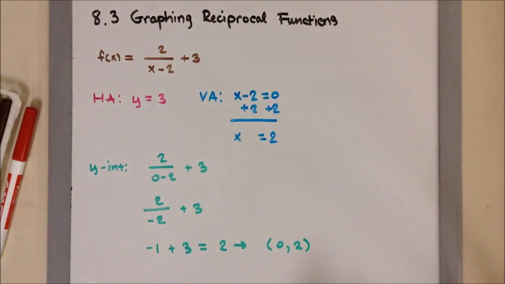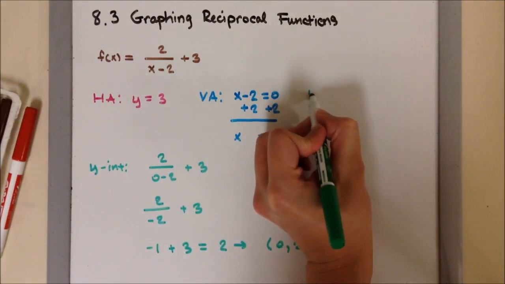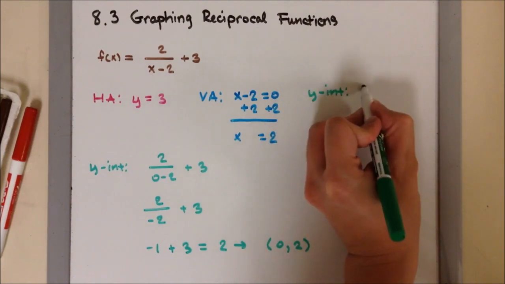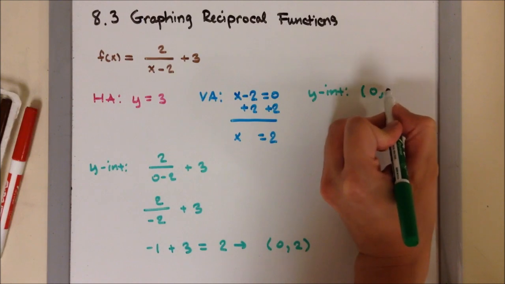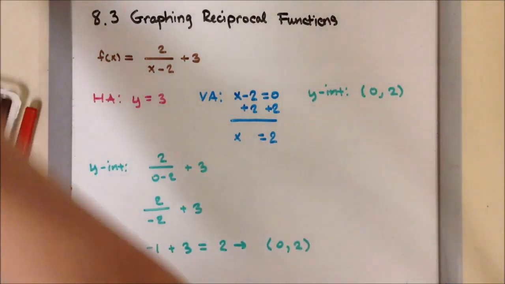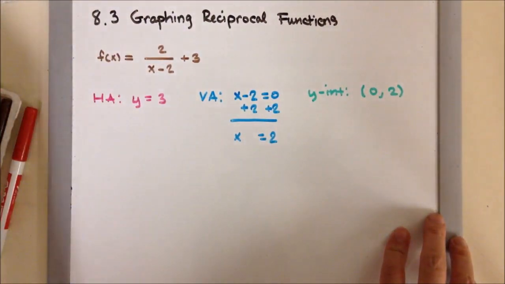So that's my y-intercept. And then I'm going to write my information over here so I can have room to do my x-intercept. So y-intercept (0, 2). Alright, let's do the x-intercept.